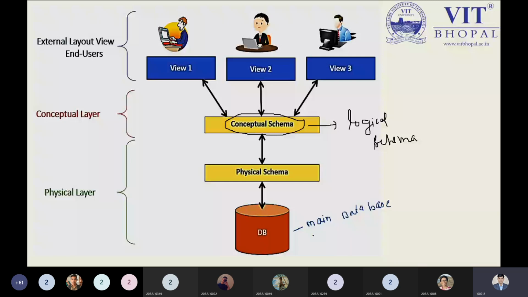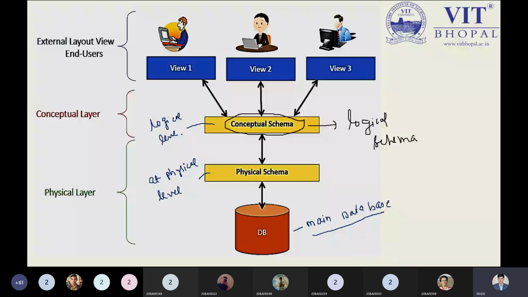When talking about the physical level, I can write over here, at the physical level, we have a schema that is known as the physical schema. If we're talking about the conceptual schema, it is coming from the logical level. At the logical level, we have a schema that is known as the conceptual schema or logical schema.